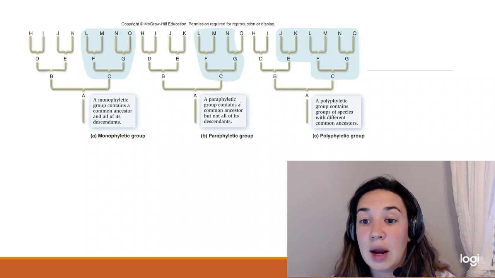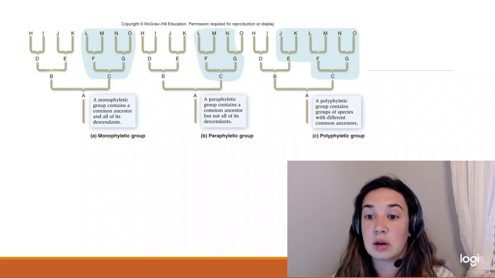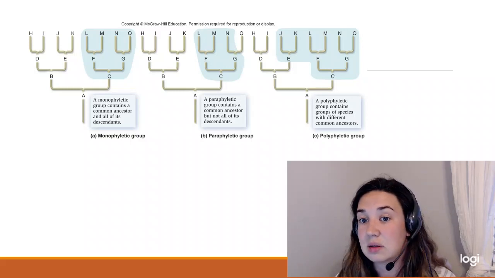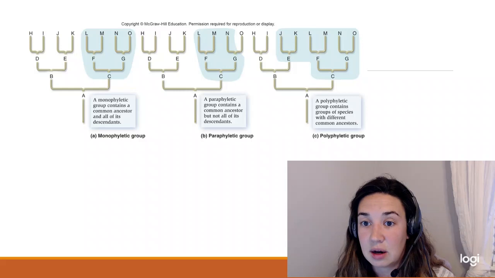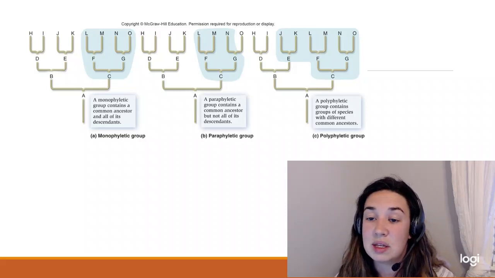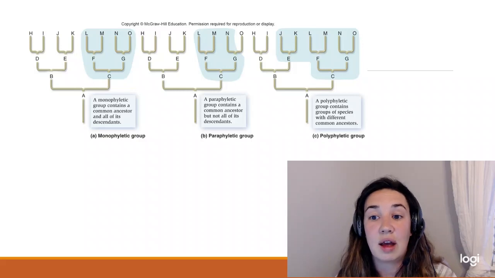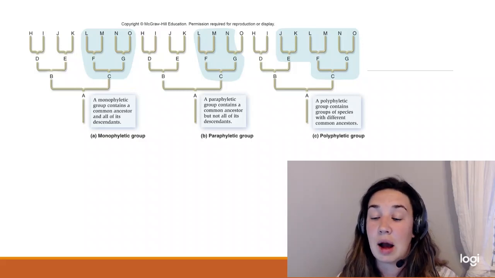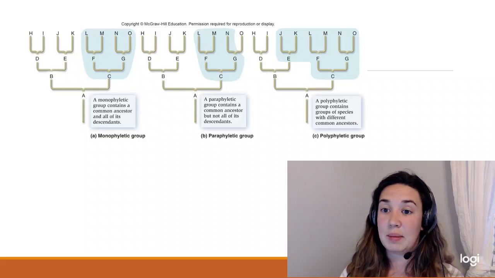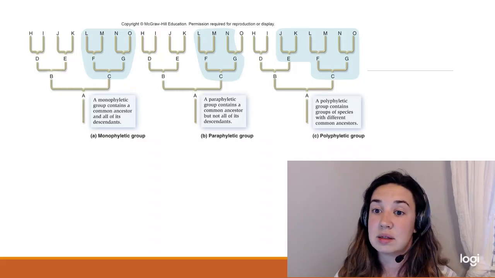We have our paraphyletic group. This is the group that contains the common ancestor, but not all of its descendants. So the same letters here, we have L, M, N, but we are not including O. We're missing this descendant. We still have F and G, and then we still have the common ancestor C.